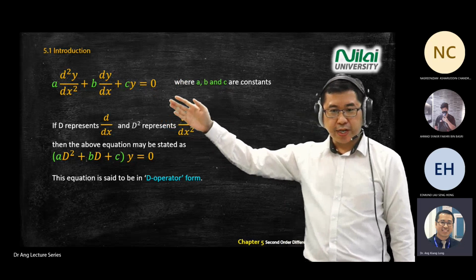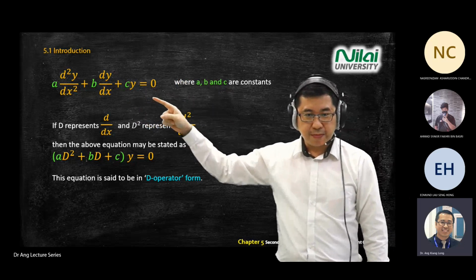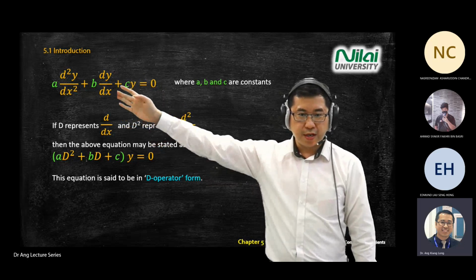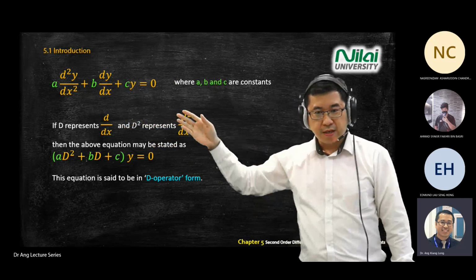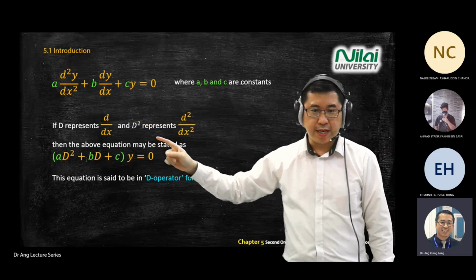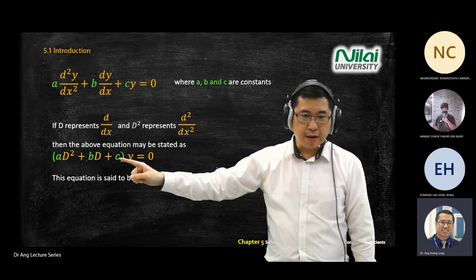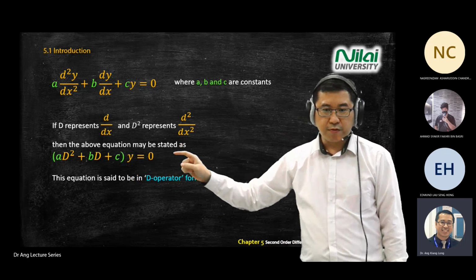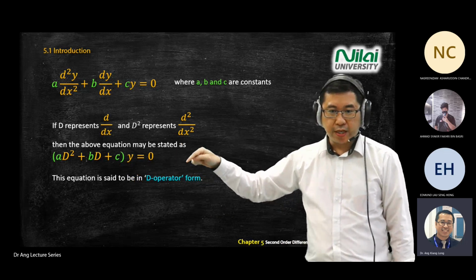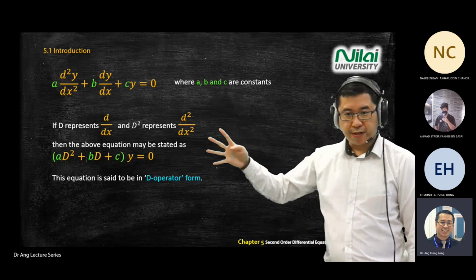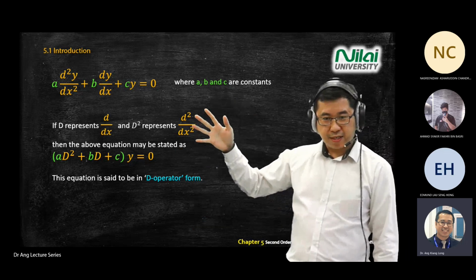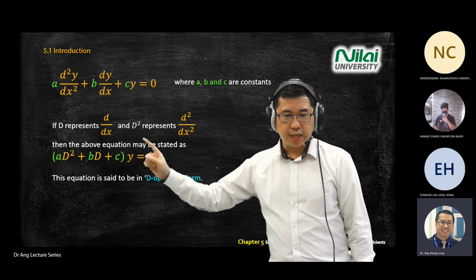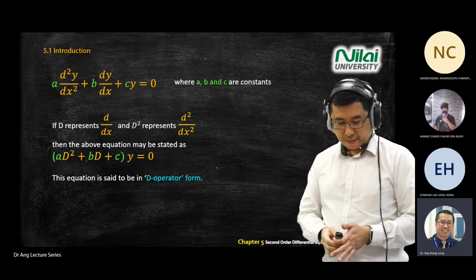Copy the equation, rearrange your equation in this form: A D square plus B dy dx plus Cy equals 0. Arrange the equation in this pattern and then write in this form: (A D square plus B D plus C) y equals 0. This form we call D operator form. Okay, this is the first step. You remember Nizam, this is the standard answer. First step, you write in D operator form.